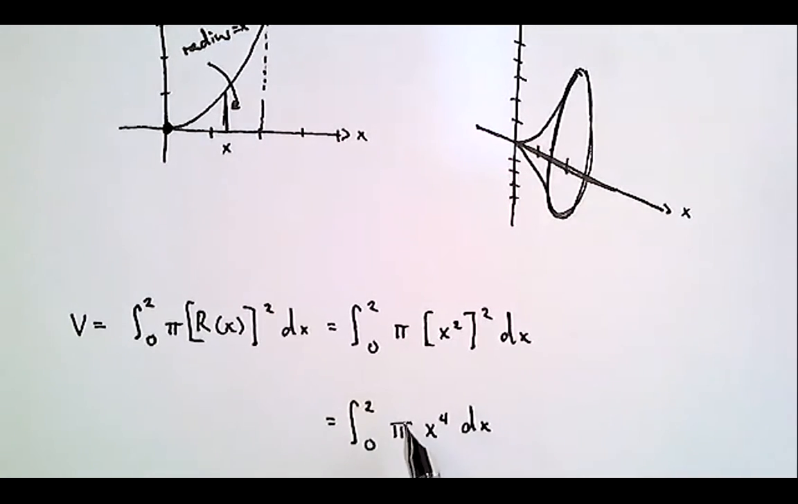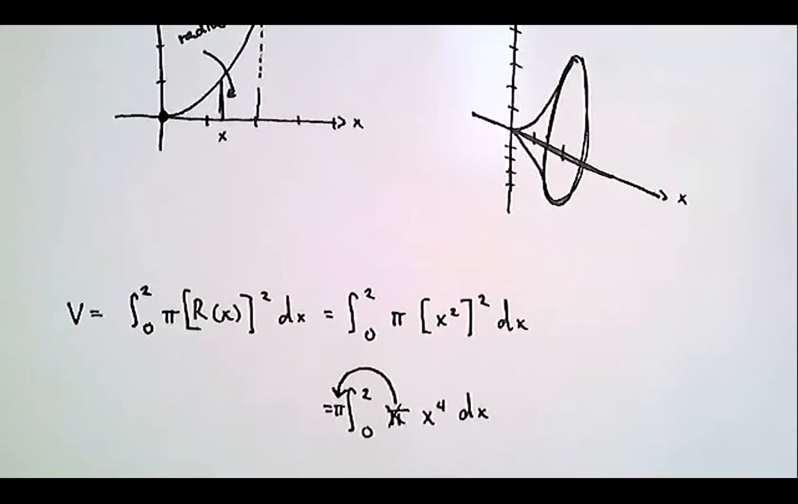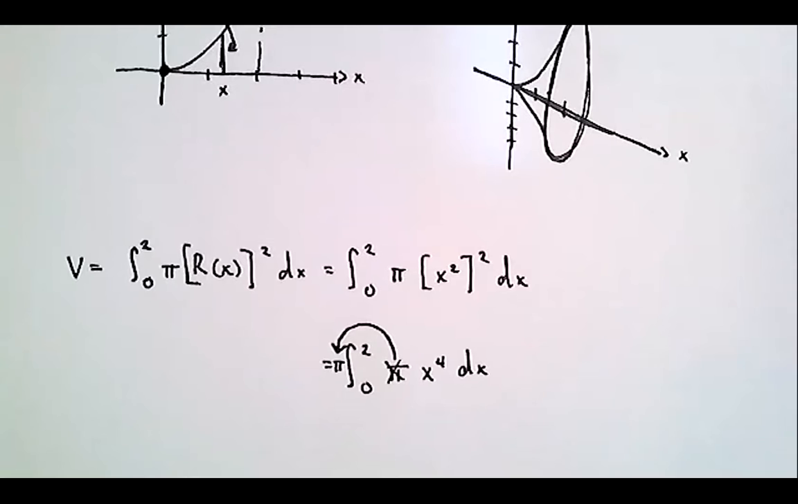And really this pi, I usually write it here inside of the integral because I like keeping things organized like that, but you can actually just move it to the front, as you know, since it's a constant. So we're really just looking at the integral of x to the 4th. What is the integral of x to the 4th?